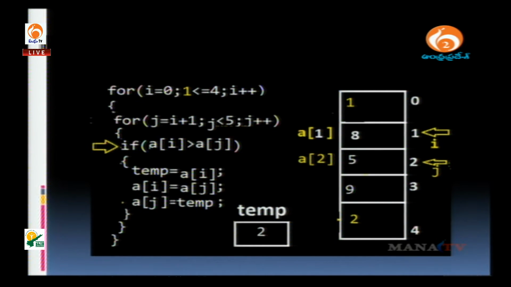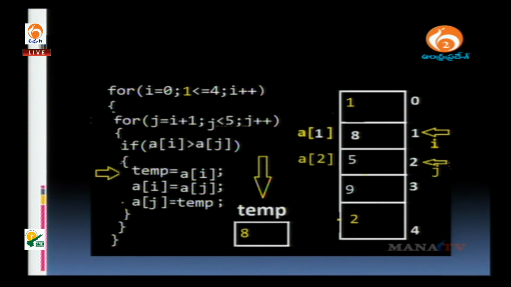that is the if condition, if a of i is greater than a of j. a of i means what here? 8 is greater than a of j. That is a of i means a of 1 equals 8, a of j means a of 2, that is 5. 8 is greater than 5, which is true. If the condition becomes true, swap these values, interchange. 8 is replaced with 5 and 5 is replaced with 8. That is the swapping logic.